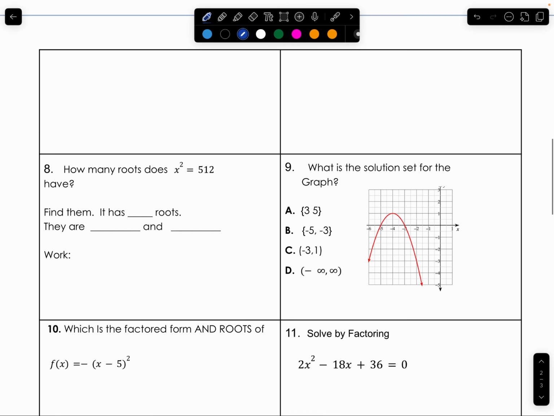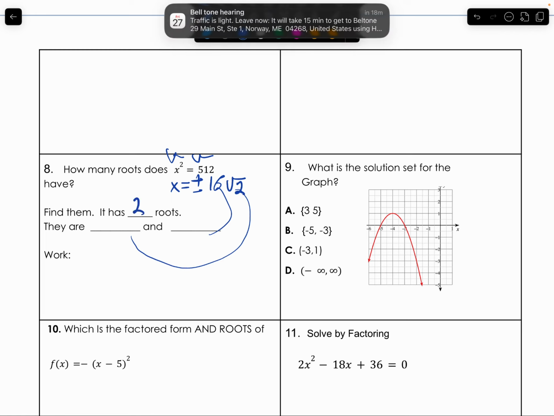8, how many roots? Well, we have to solve it. So take the square root of both sides. x equals plus or minus the square root of 512, which I don't know off the top of my head. Well, 256, so that's 16, right? So we got 16 square roots of 2, I think, something like that. So we should put those 2 answers on these 2 lines, and it has 2 roots, right?